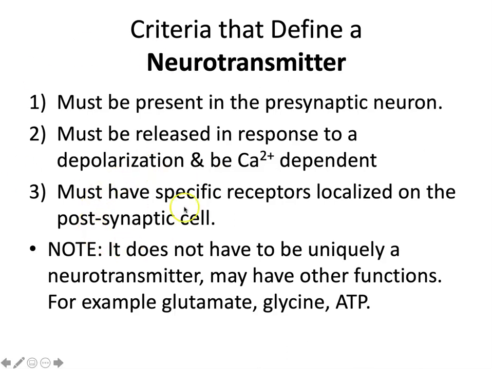The other portion of the story is, of course, the postsynaptic side. And so, in order for a chemical to be defined as a neurotransmitter, it has to have a very specific receptor located on the postsynaptic side. And more importantly, when the neurotransmitter binds to those receptors, the response of the postsynaptic cell is some type of postsynaptic potential, either excitatory or inhibitory, like we talked about in chapter 5.